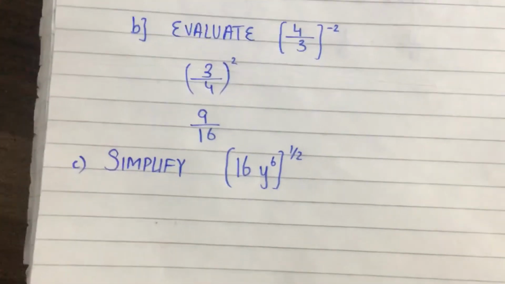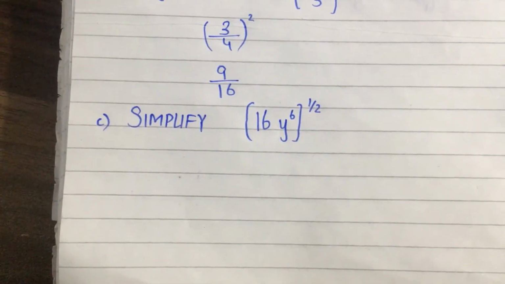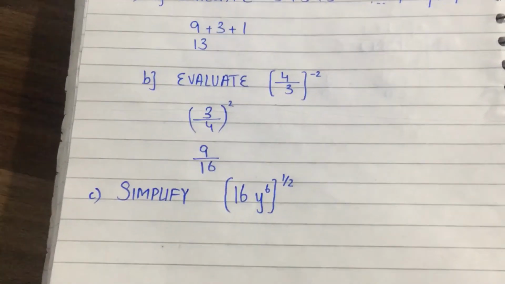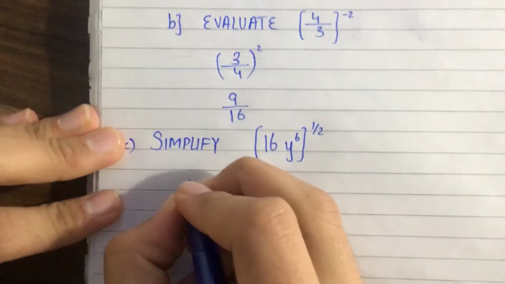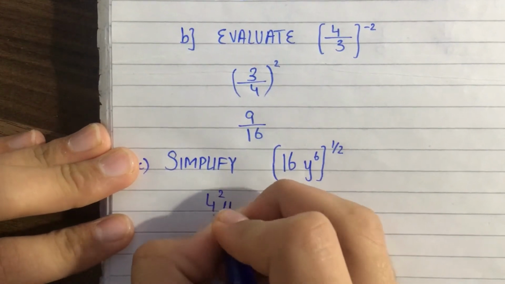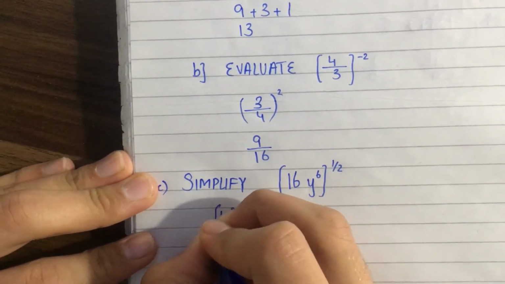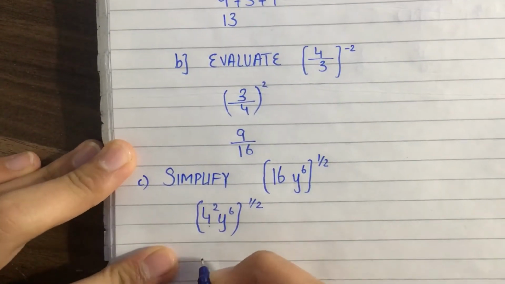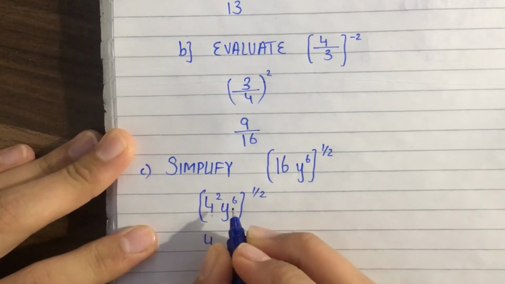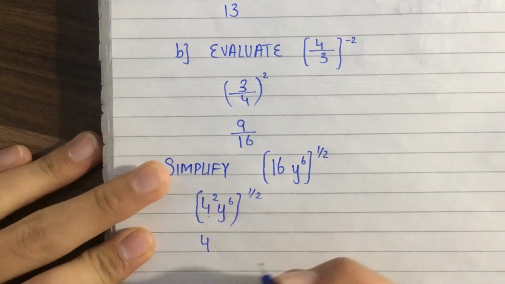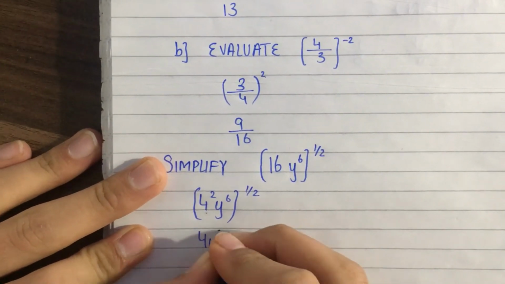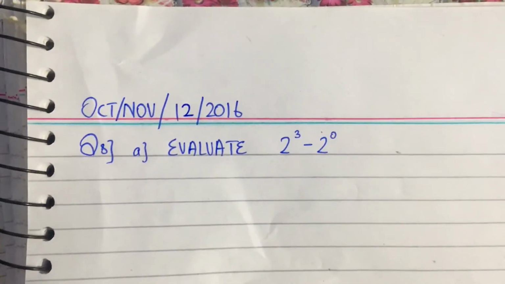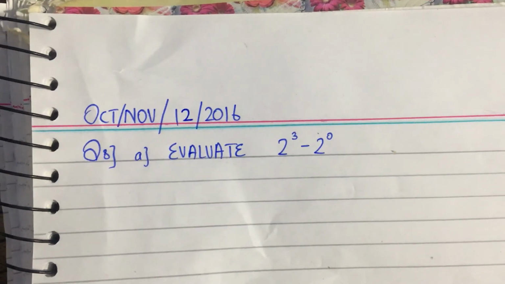Part C says simplify (16y^6) whole power 1/2. So I'll write 16 as 4 power 2 to make the question easier. (y^6) whole power 1/2. 2 into 1/2 is 1, so that leaves us with 4 power 1. Y is powered 6, so 6 into 1/2 is 3, so y cube. That's our answer. The next question is from October, November 2016, paper 1, variant 2.